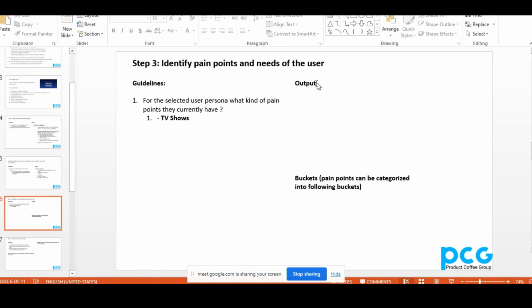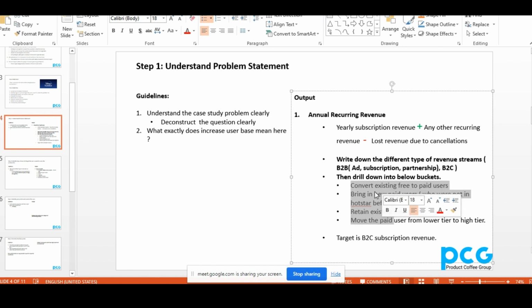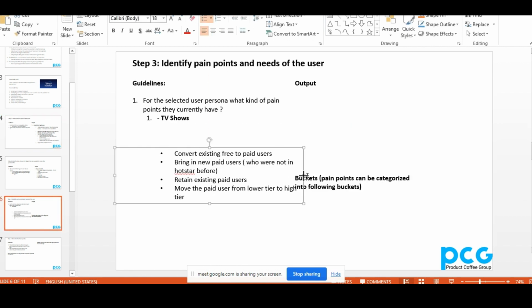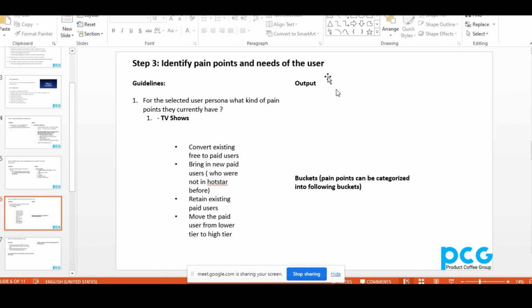And at the same time we need to convert free users into paid users and then bring in new paid users from outside as well. Three levers are there as we discussed. Actually, four: converting free to paid, bringing in new paid, retaining existing paid, and moving paid users from a lower tier to a higher one. I'll copy this so that it helps you guys. Now let's brainstorm. What are all the different pain points for these four levers? With respect to TV shows, people who watch TV shows are our segment. Let's brainstorm, guys. Let's start with paid users.